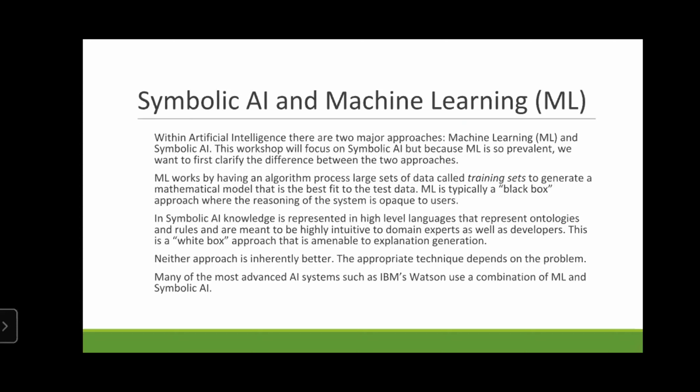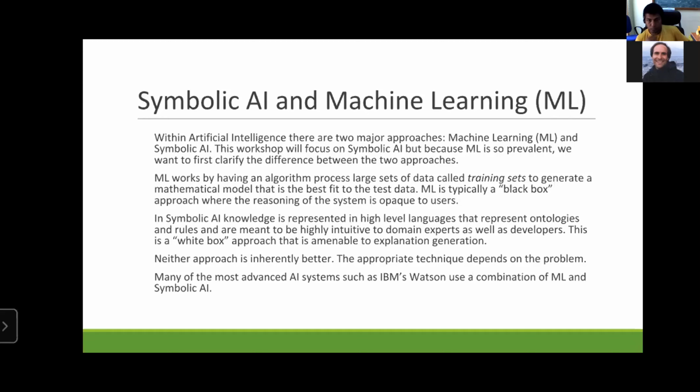Machine learning works by having an algorithm process large sets of data called training sets to generate a mathematical model that is the best fit to the training data. Machine learning is typically what people call a black box approach. It gives you an answer, but it's not easy to get an explanation as to how the system determined that answer. That's especially true with artificial neural networks, where you have things like hidden nodes, and it can be fairly difficult to understand how a particular inference was made.